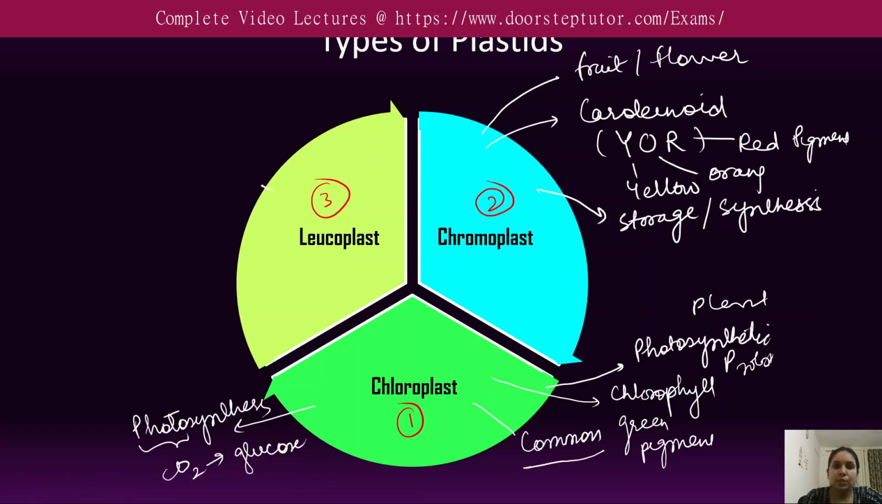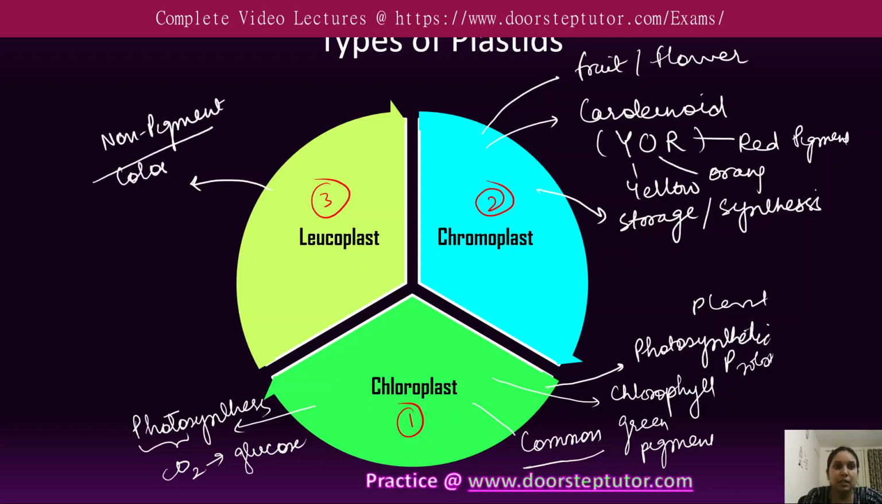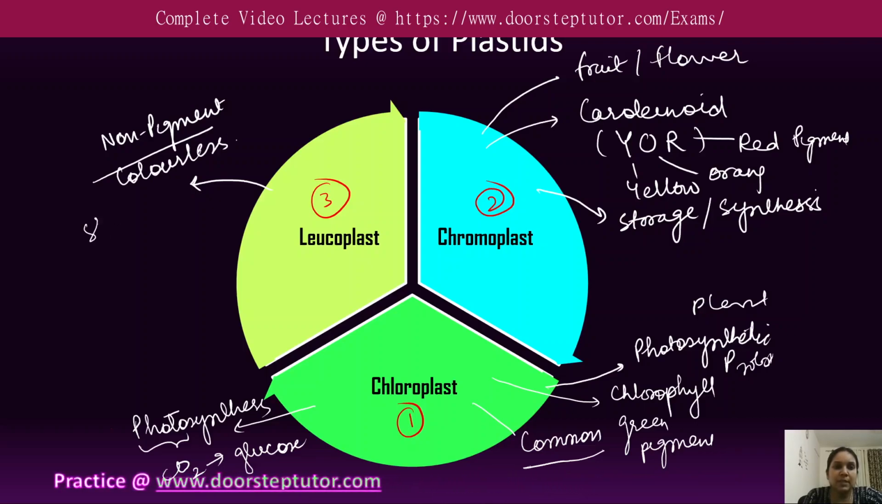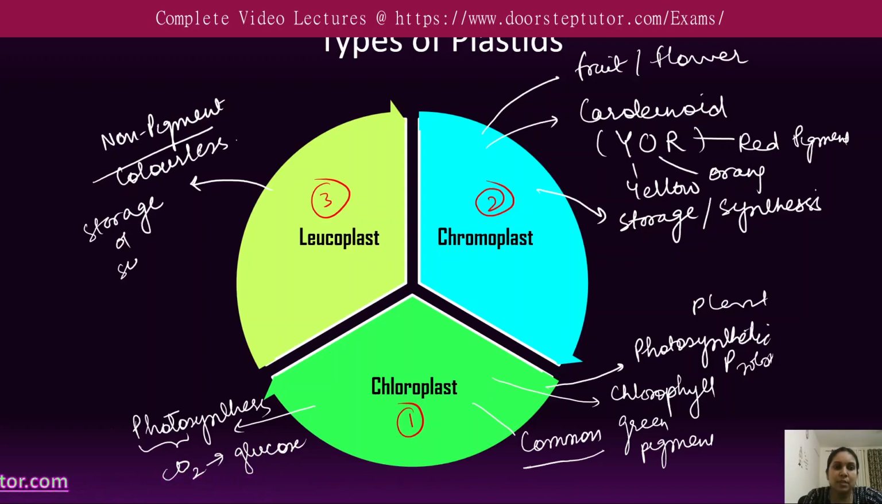The third one is the leucoplast. Leucoplasts are non-pigmented, meaning they do not contain any pigment. That is why they are colorless, and their main function is the storage of particular substances in them.